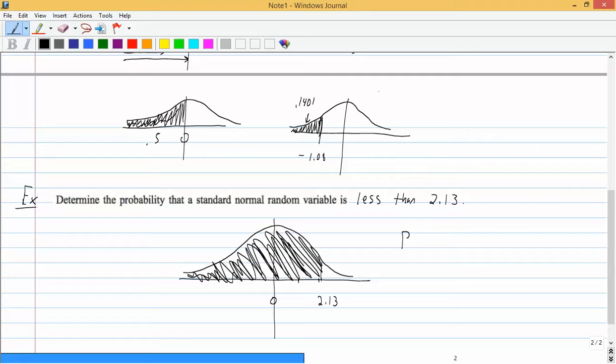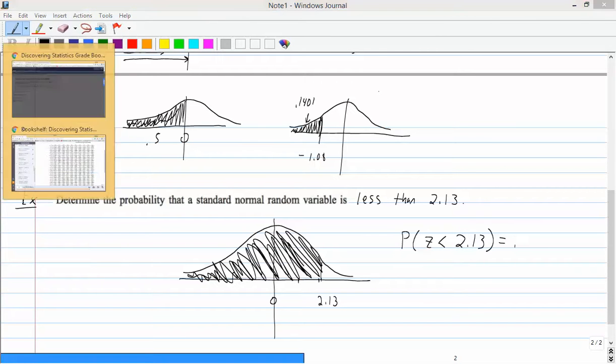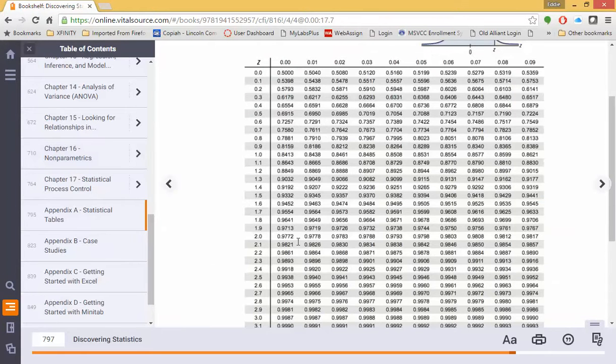So the probability that our x, but I'm going to just put a z, x is less than, but on these problems, it's the same as z. The probability z is less than 2.13 was 0.9834.